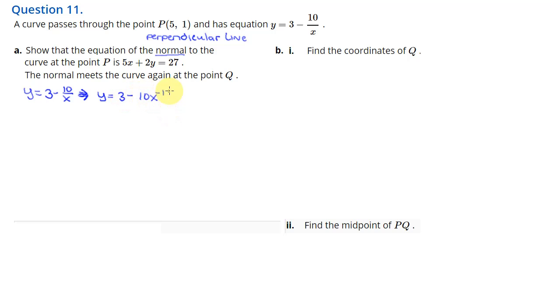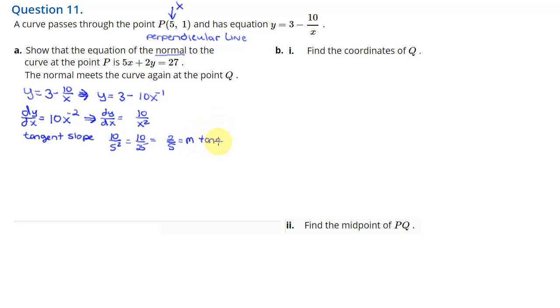So the first thing I'm going to do is rewrite this so the x power is in the numerator. When I find the derivative, I'm going to use the power rule, and that gives me 10x to the negative second. And if I rewrite that, bringing the power down to the denominator, it's 10 over x squared. Now, the tangent line slope is going to be 10 over 5 squared, because x equals 5 at the point that we're talking about. And that gives us a tangent slope of 2 over 5.